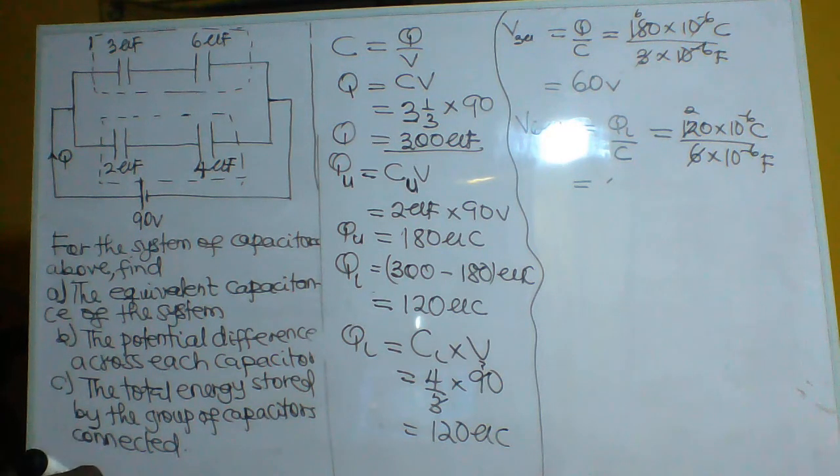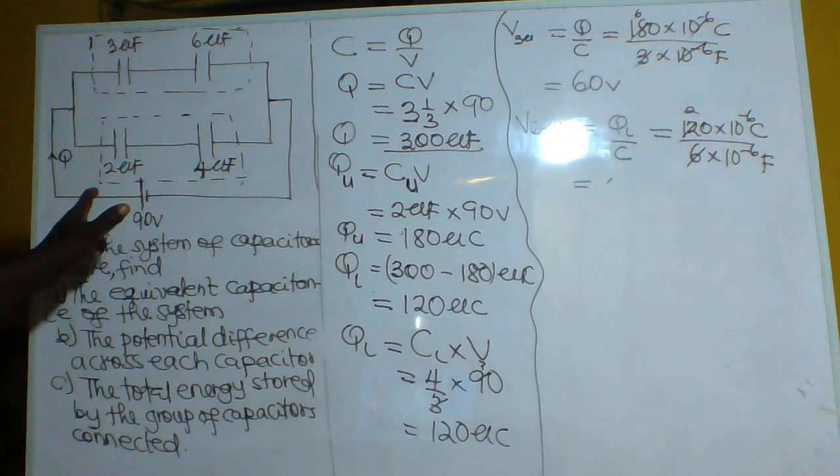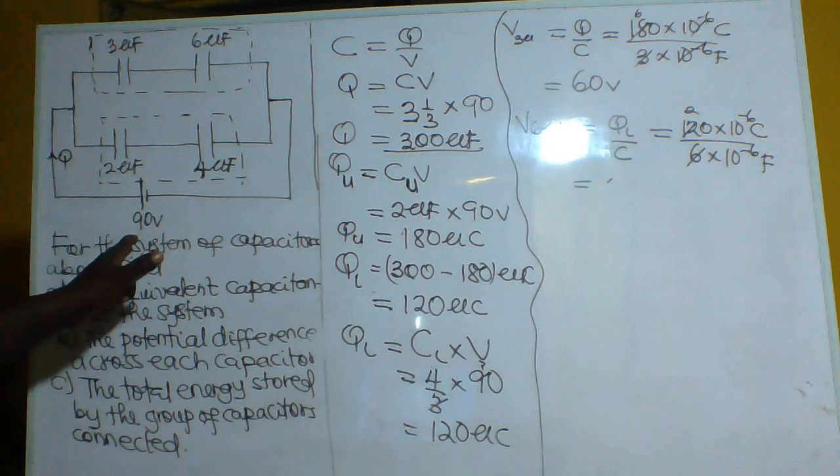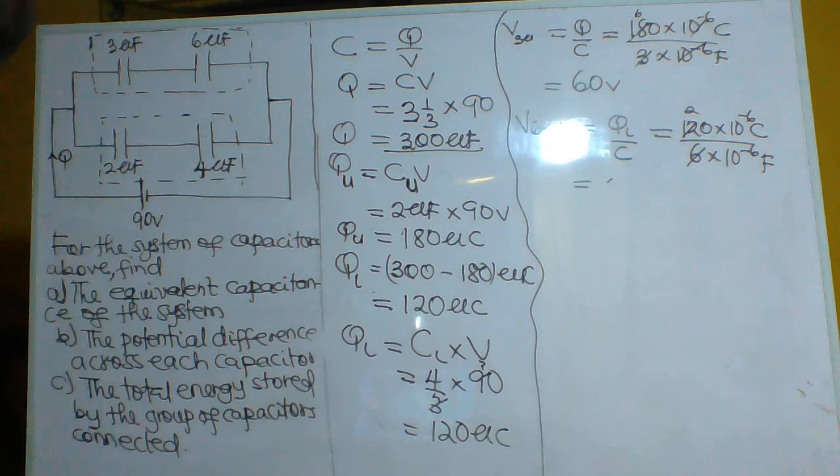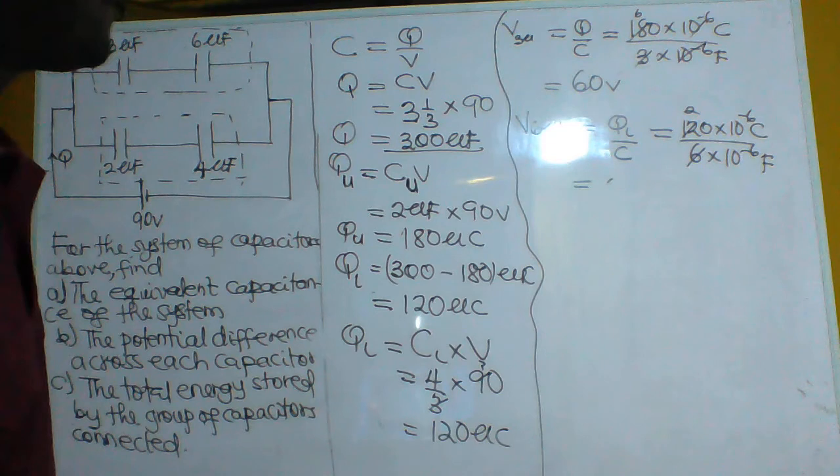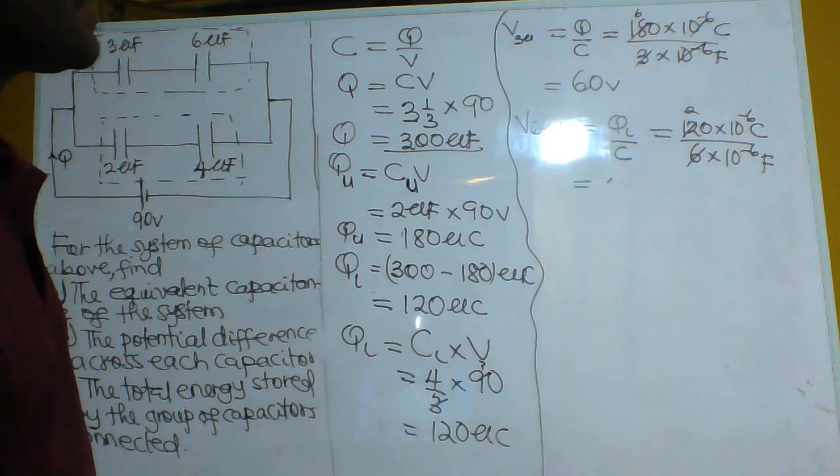Why should this be 20? Let's check from here, because they should all add up to give us 90. So 3 into this, 6.